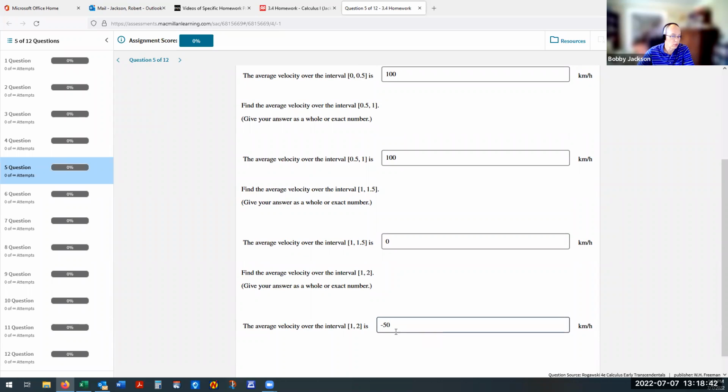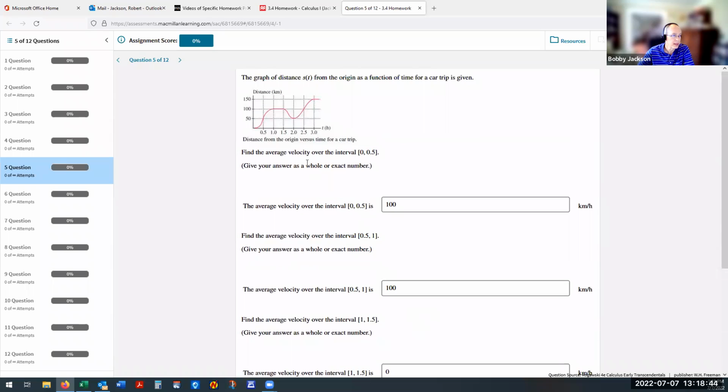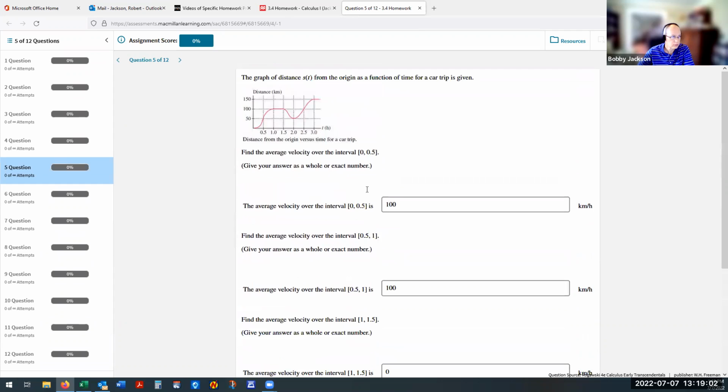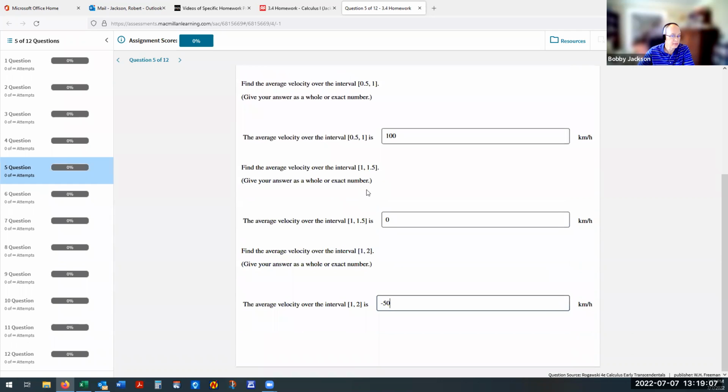So the negative is important because it is indicating essentially what? From 1.5 to 2 hours, the car is coming back towards the origin. And then after 2 hours, it's moving back away again. And so that's the way to correctly interpret this graph and to answer these questions. Hopefully that helps with this. And if you have questions about this, let me know.